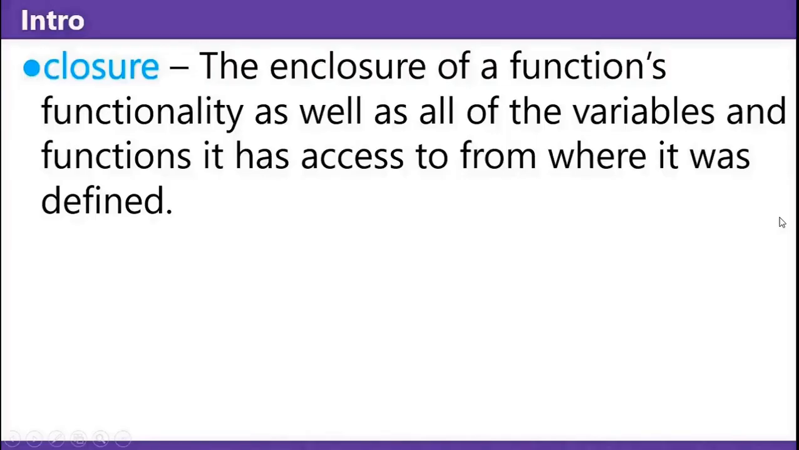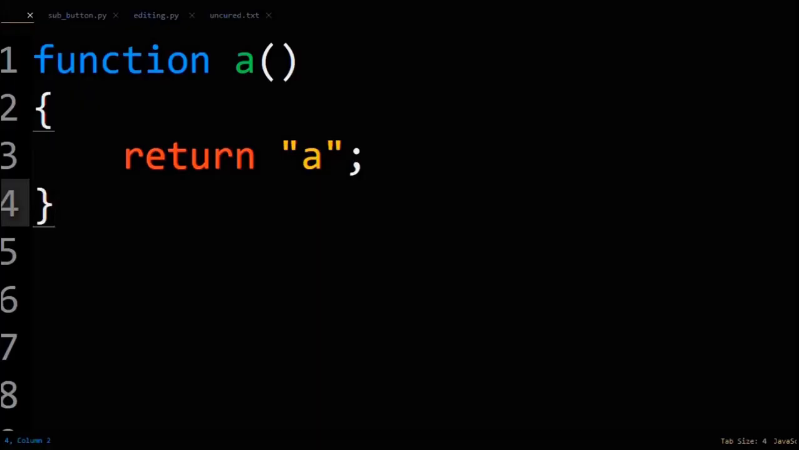A closure in JavaScript is the enclosure of a function's functionality, as well as all of the variables and functions it has access to from where it was defined. This here is the simplest possible example of a closure. The closure contains the functionality to return the string A and the definition of the function itself. This, however, is uninteresting and not very useful.